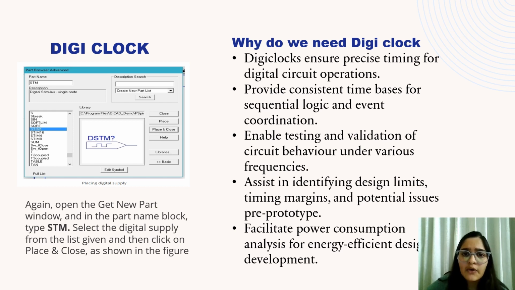Now, let us discuss how we add a digital clock to our circuit. Open the Get New Part window and in the part name block type Digi.